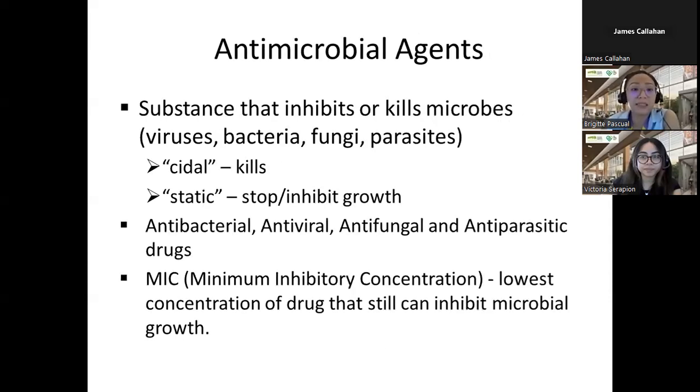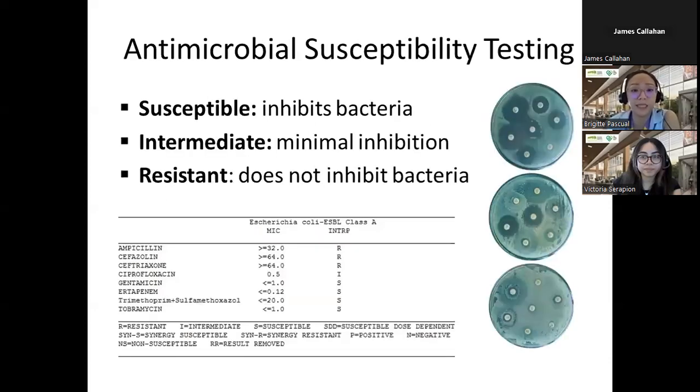Antimicrobial agents are substances that inhibit or kill microbes. Most are administered by IV or oral routes. Antimicrobials that actively kill organisms may be bactericidal or fungicidal, and antimicrobials that only arrest the growth of organisms and assist the host immune system in clearing the infection are bacteriostatic or fungistatic. MIC is the minimum inhibitory concentration. It just means the lowest concentration of the drug that can still inhibit microbial growth. Next slide, please.